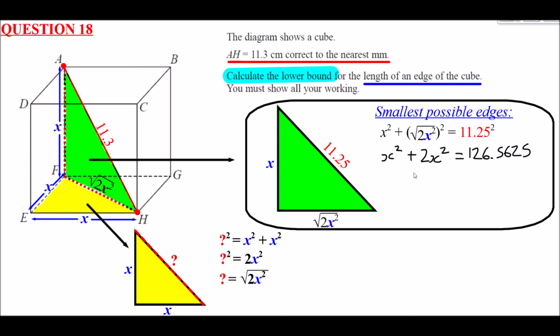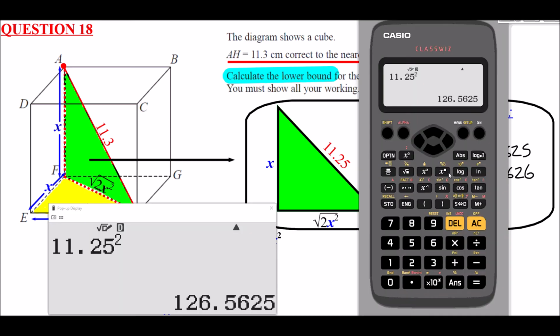This is obviously 3 lots of x squared, so 3x squared is 126.5625. We can divide both sides by 3 now to get what 1x squared is. So divide by 3 and divide by 3 there. That tells us that x squared equals, I can't do that in my head.